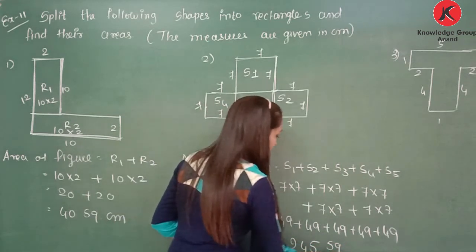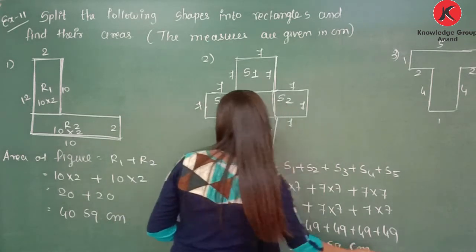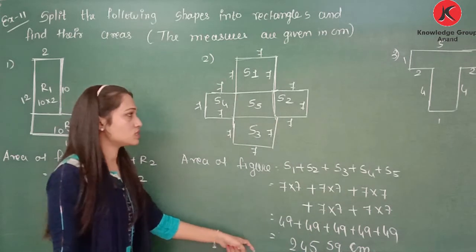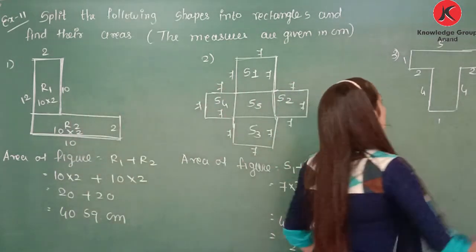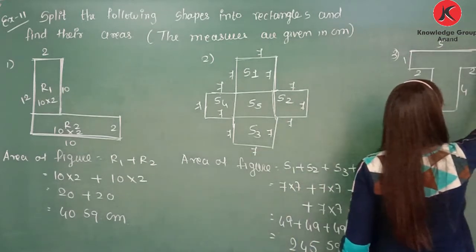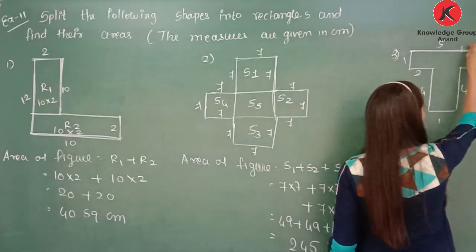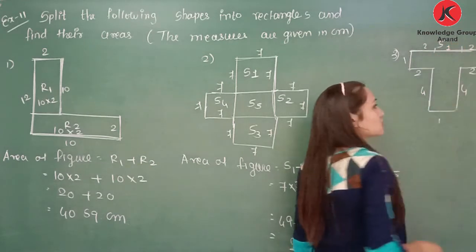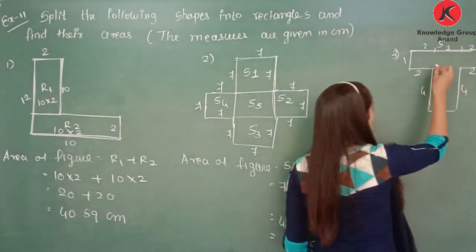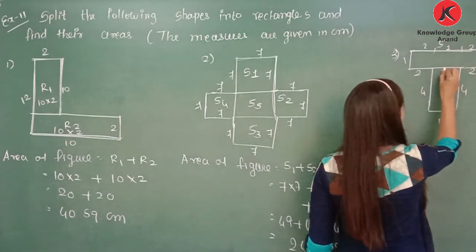245 square centimeter. So that is the area of this figure. Clear? Now next one, this figure is given. So this whole length is 5 and from that this part is 2 and this part is 2. So this is 1. 2 plus 1 plus 2, that is 5. So that's why we divide this into 1.